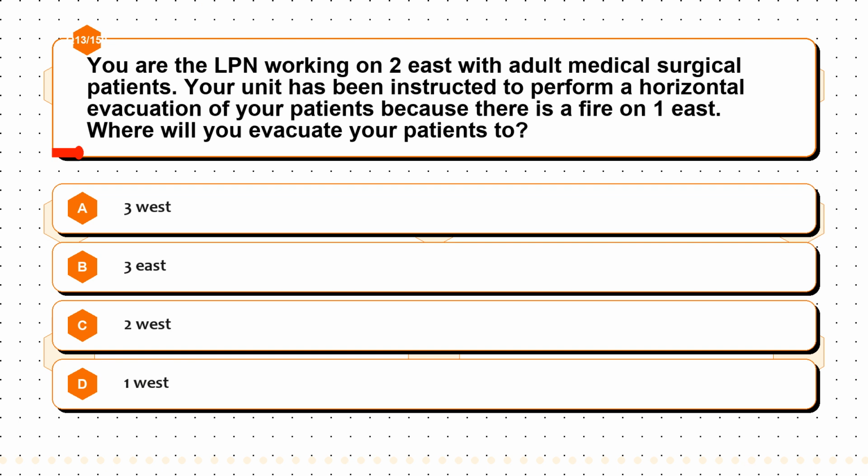Question 13. You are the LPN working on 2 East with adult medical surgical patients. Your unit has been instructed to perform a horizontal evacuation of your patients because there is a fire on 1 East. Where will you evacuate your patients to? Here are the options. Option A, 3 West. Option B, 3 East. Option C, 2 West. Option D, 1 West.